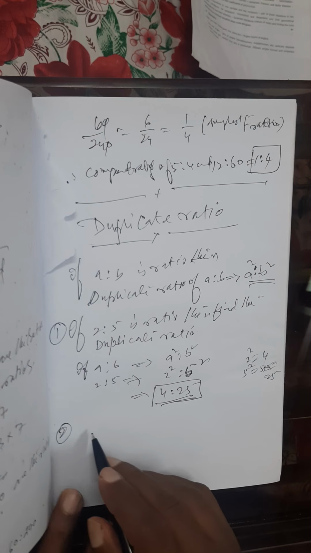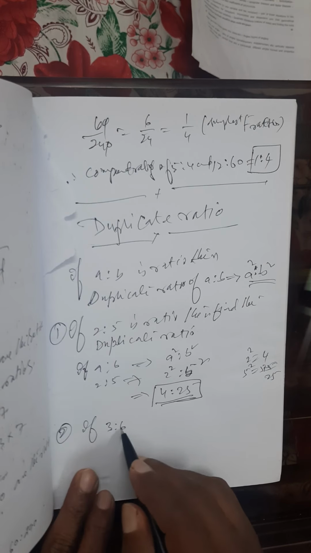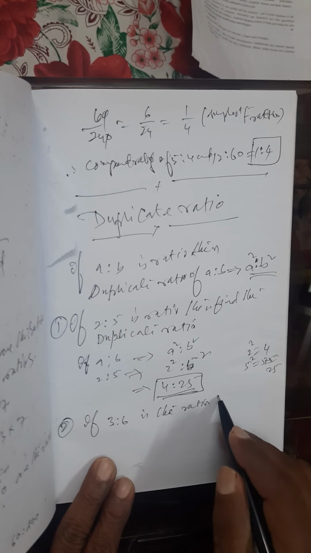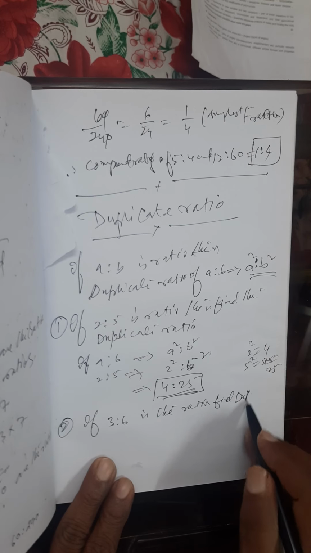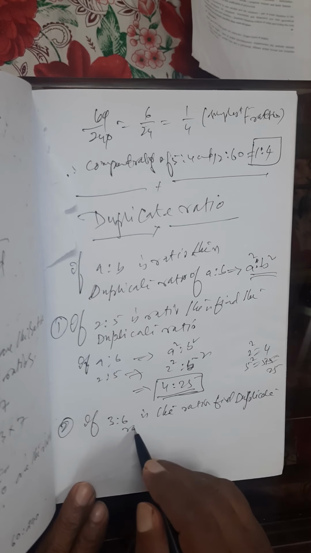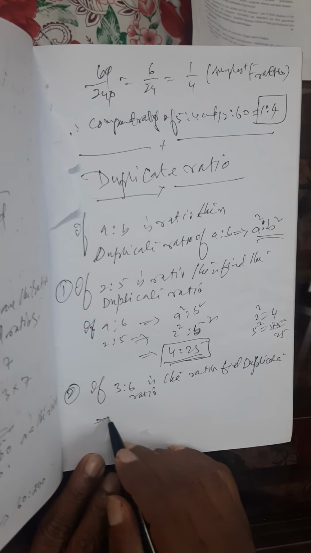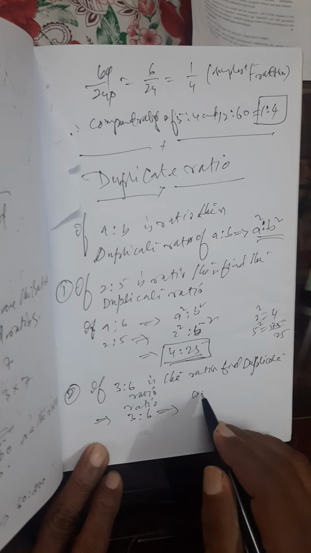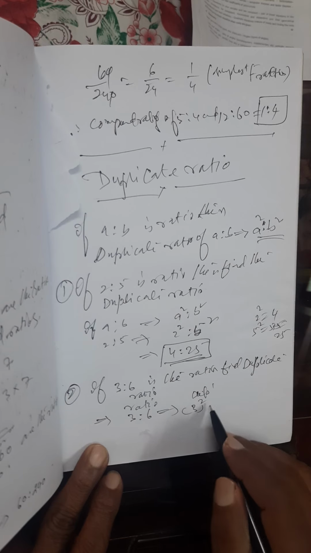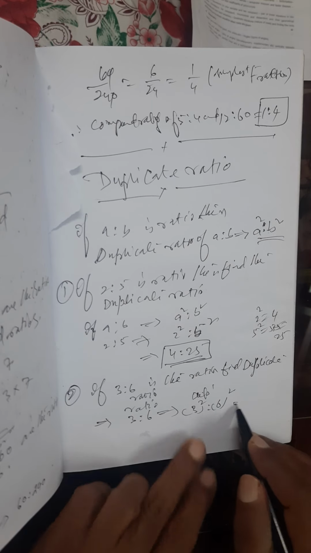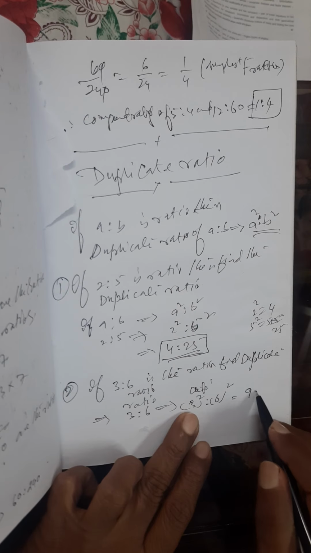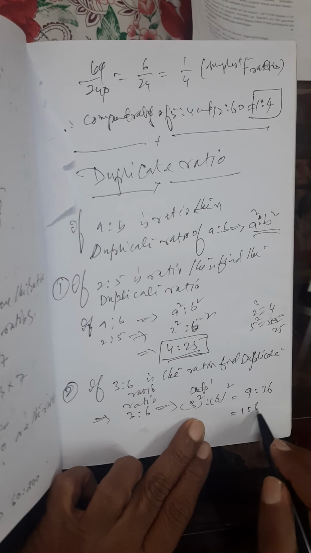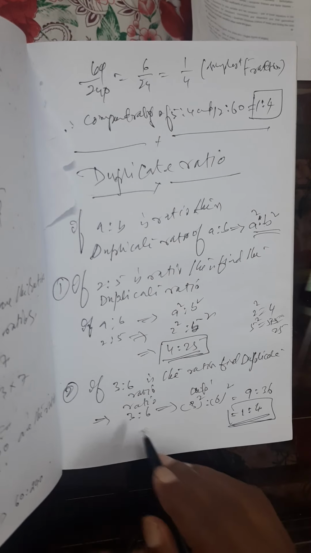Now take the second question. If 3:6 is the ratio, find the duplicate ratio. For this, 3:6 is your ratio. Duplicate ratio is 3 square is to 6 square. So this is nothing but 3 square is 9, 6 square is 36. If you simplify it, you will get 1:4.